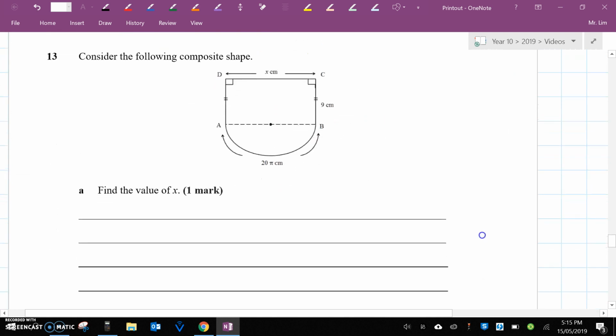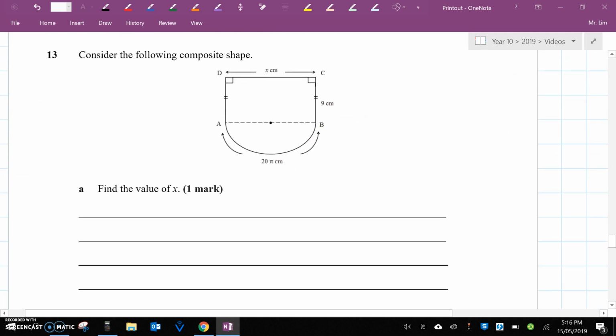Question 13. Consider the following composite shape. So here we have a rectangle and a semicircle. In order to work out x, which is actually the same length as AB, the diameter of this semicircle, let's work out how we would find the curved section of this semicircle. We know that is half a circle, so the arc length is equal to half of 2 pi r.